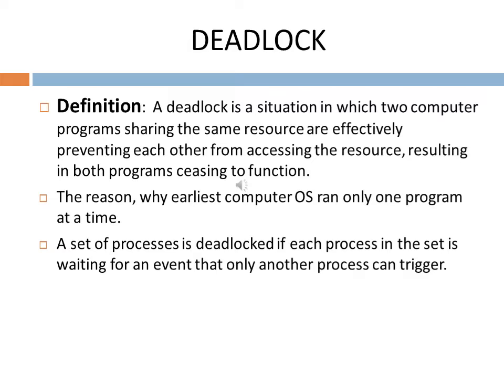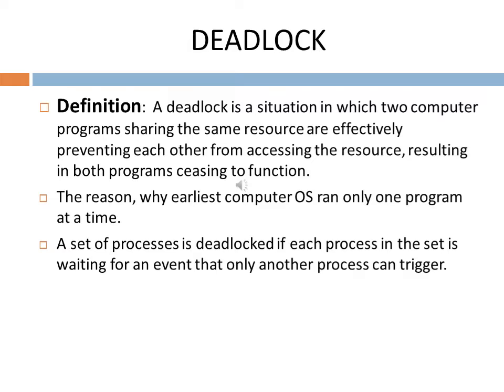The earliest computer operating systems ran only one program at a time. A set of processes is deadlocked if each process in the set is waiting for an event that only another process can trigger. It can be defined as the permanent blocking of a set of processes that either compete for system resources or communicate with each other. Deadlock involves conflicting needs for resources by two or more processes.